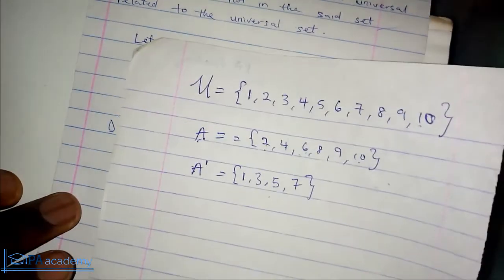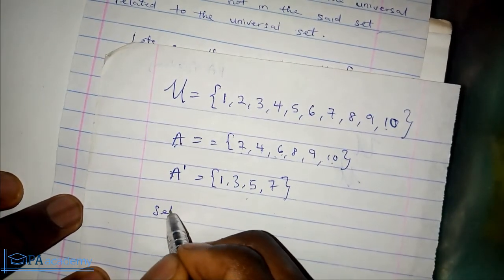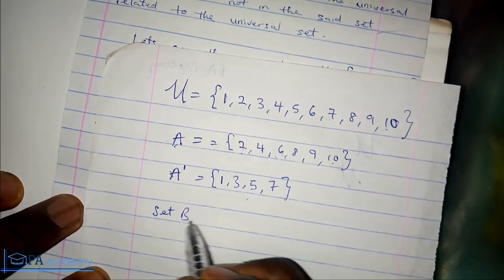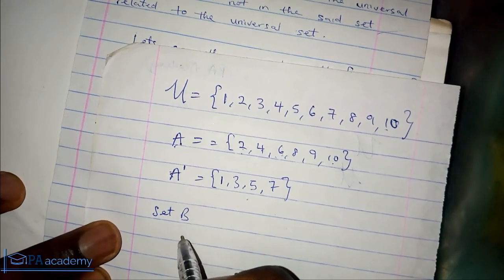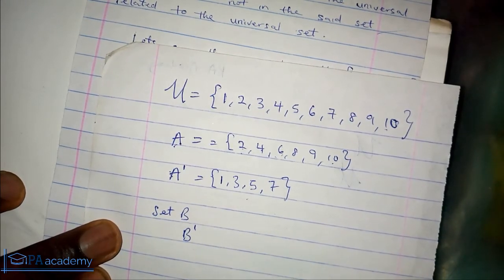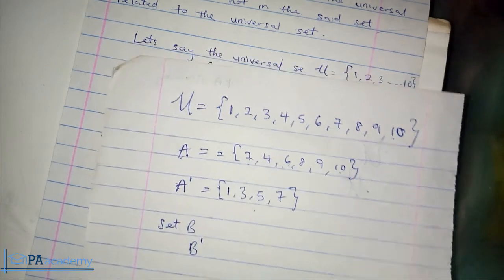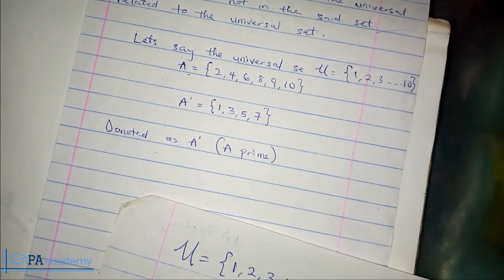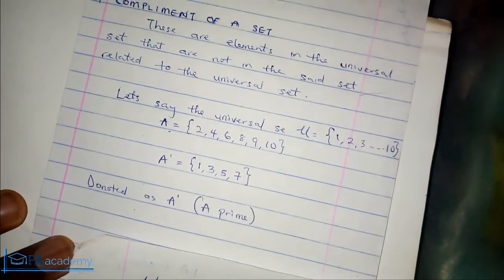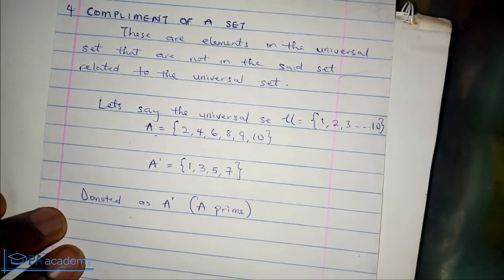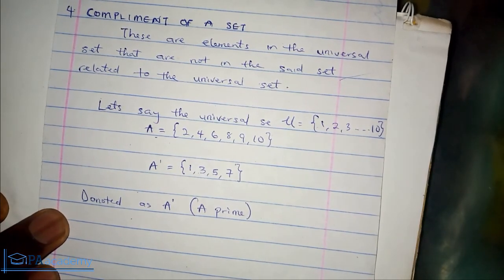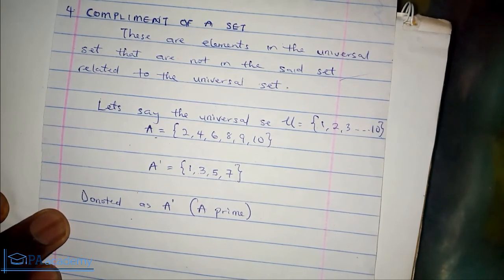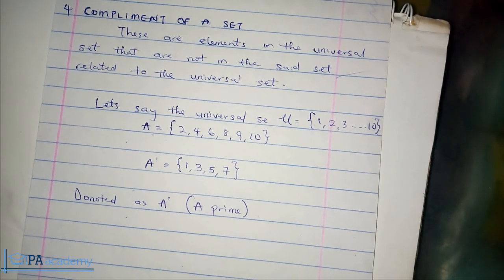So it might be any set. It might be set B. And if you are looking for the complement of set B, that will be B prime. So in the course of this I've been using set A, but the set can be denoted with any alphabet, set A, B, M, or any alphabet. So that's what we mean by complement of a set. The elements that are in the universal set that are not in the set itself for which you are looking for the complement.